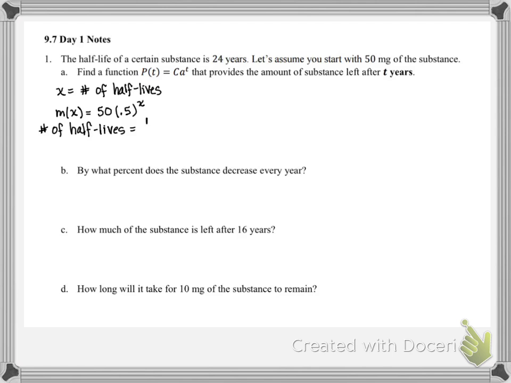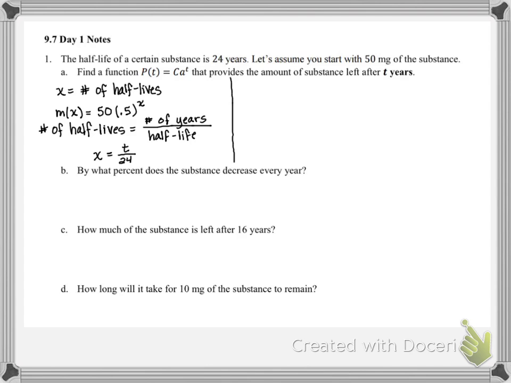So number of years divided by the half-life. So we said X is the number of half-lives, and the number of years we're calling T, and then our half-life is 24. So you can get the number of half-lives by dividing the number of years by 24. So that's just telling you how many 24-year periods have passed.